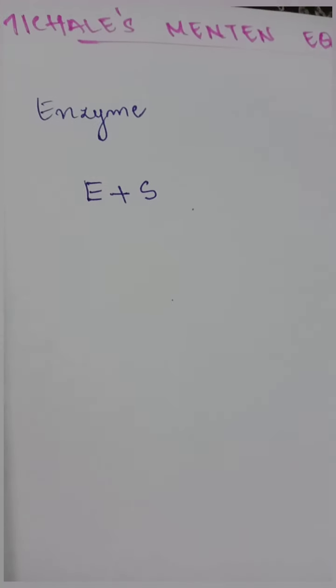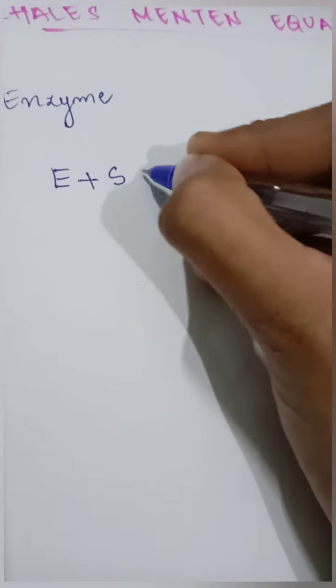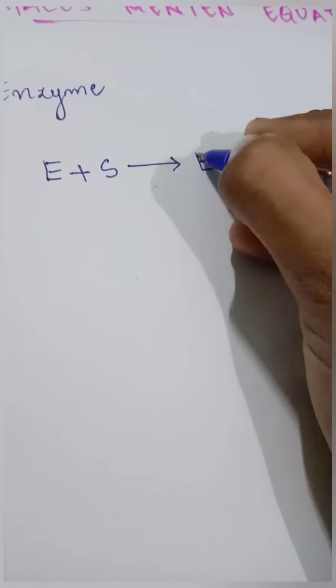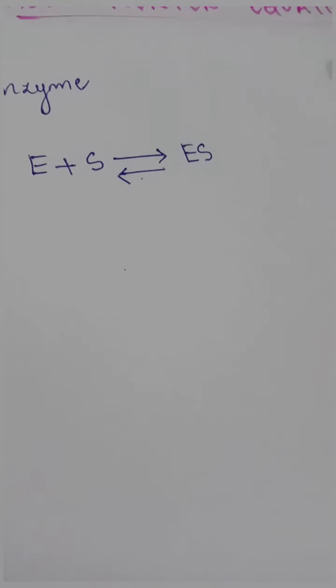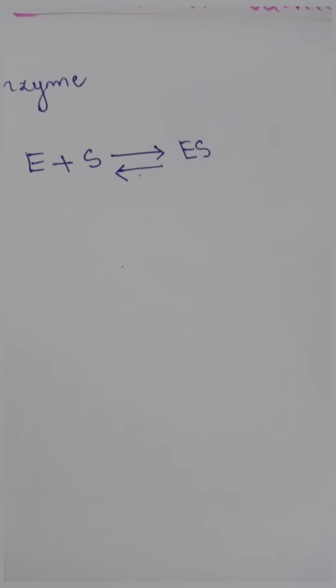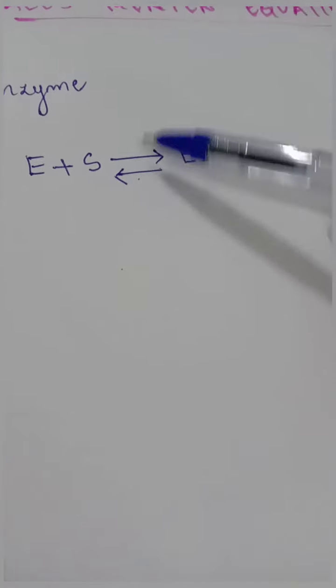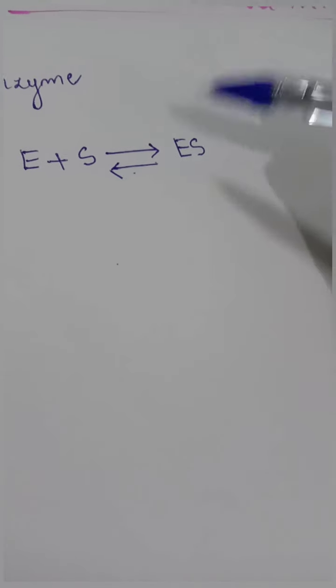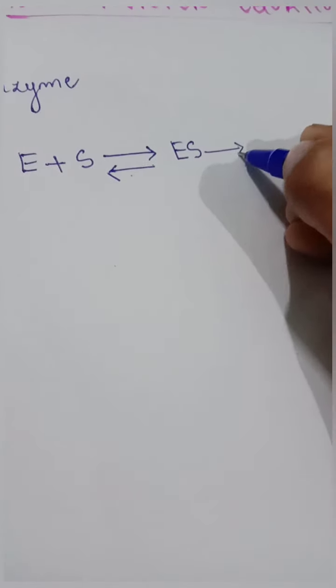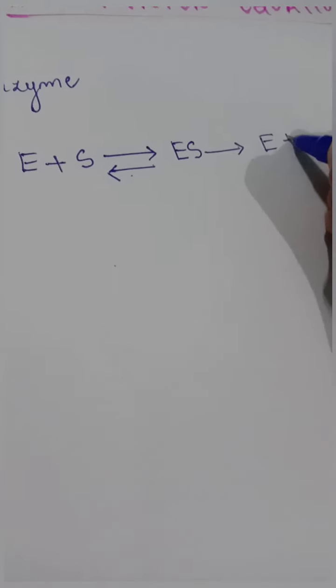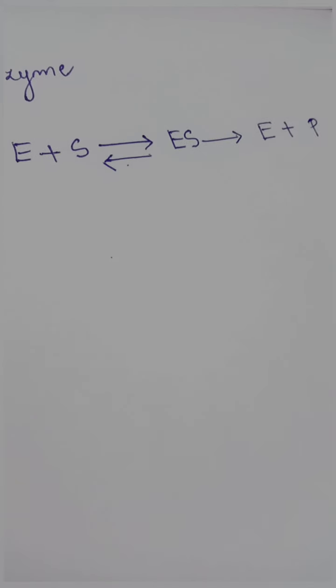While moving on to the Menten equation, we need to understand a very important point: when an enzyme binds with a substrate, it results in the formation of an enzyme substrate complex, and this enzyme substrate complex formation is reversible. Reversible reactions can be indicated by this arrow. From this enzyme substrate complex, the formation of enzyme plus product is irreversible.